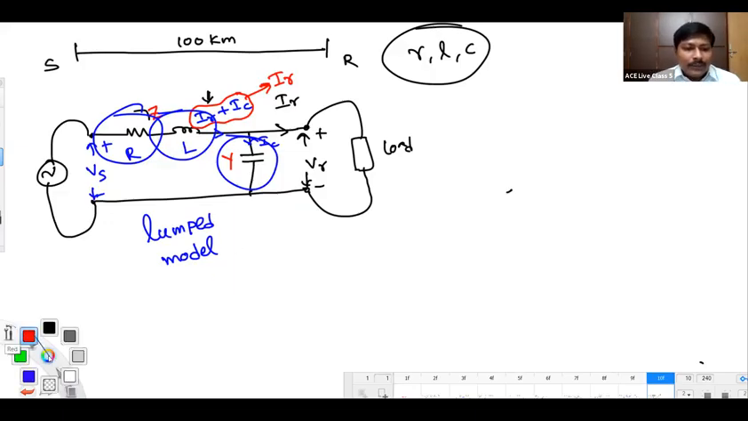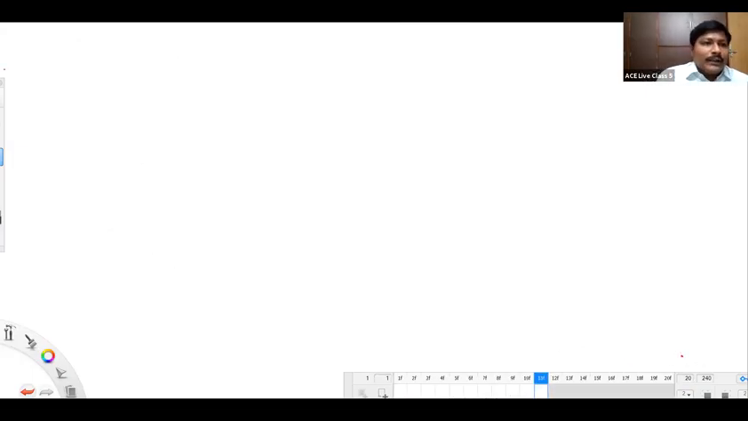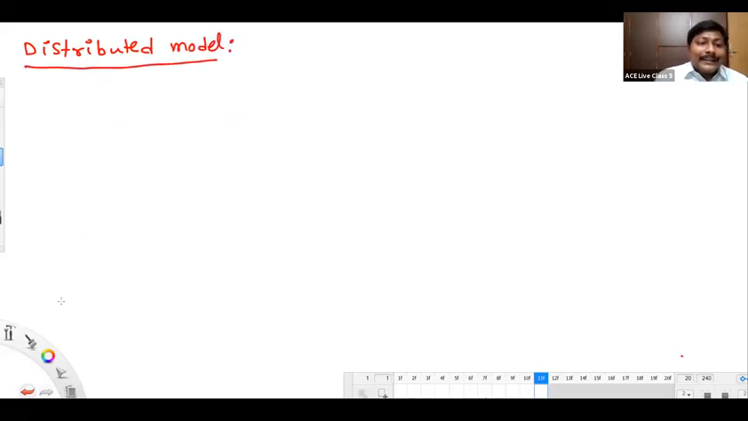But if you talk about the distributed model, you don't have the exact network representation for the distributed model. Let me write: distributed model. So, no exact network representation.